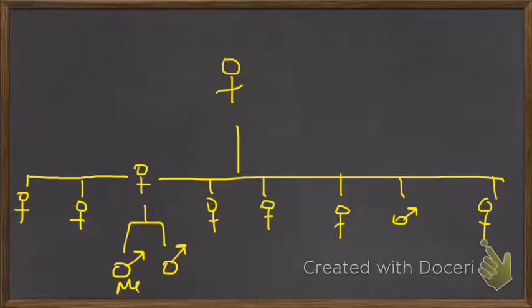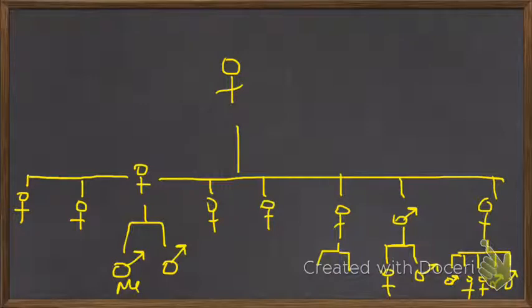So, for example, my Uncle Paulie has 2 children, a girl and a boy. And this aunt has 5 children. Boy, girl, girl, boy, boy. This aunt has 2. Both of them are male. And like I said, there'd be even more.